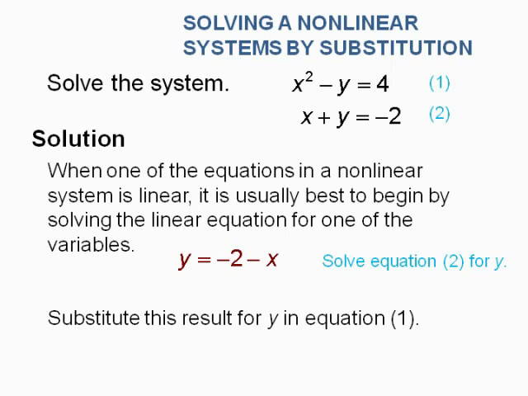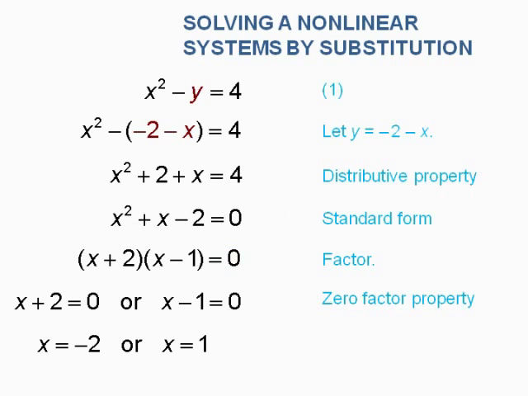So let's say we want to solve the system x squared minus y equals 4, along with x plus y equals -2. Hopefully you recognize that the first equation is the graph of a parabola, and the second is a line. When one of the equations is linear, it is usually best to begin by solving that equation for one of the variables. In the second one, we'll subtract x from both sides, so we end up with y equals -2 minus x.